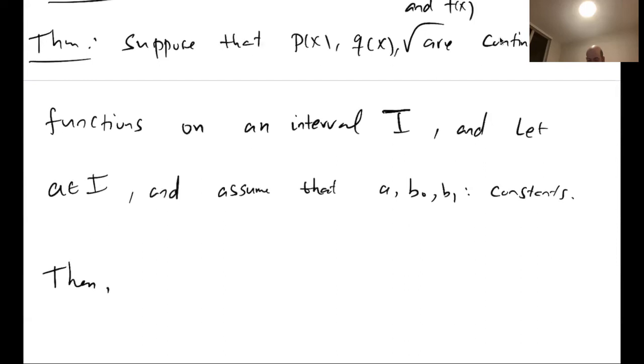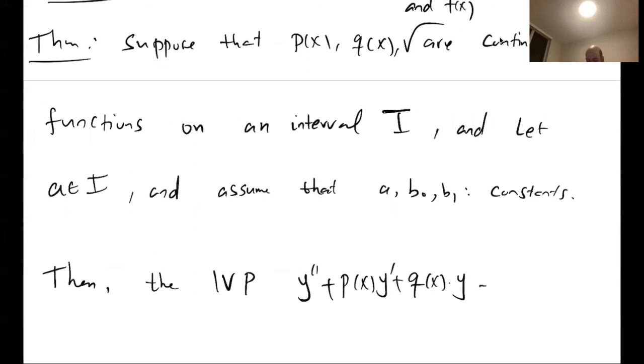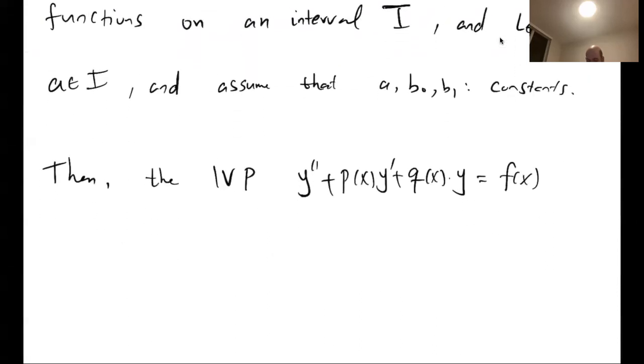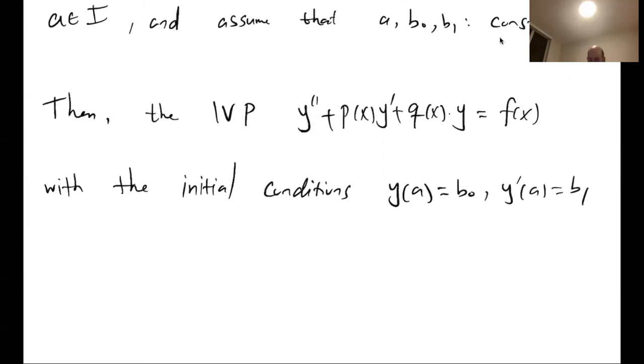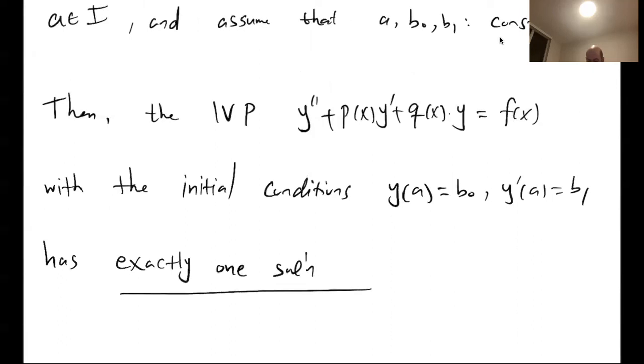Then we can say that the initial value problem, the IVP, y double prime plus P of X times Y prime plus Q of X times Y equals F of X, with the initial conditions Y of A equals B naught, Y prime of A equals B1, has exactly one solution defined on the interval I.